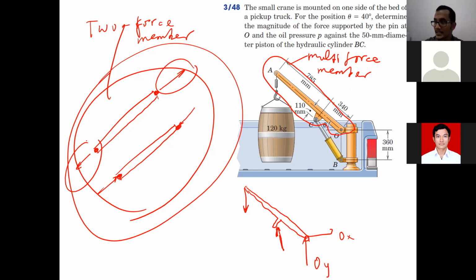So this is the example. This is the easiest example. Member CB. Member CB is most likely a two force member. Why? Because force is only given at one end C and the other end B, like that. So it must be a two force member.